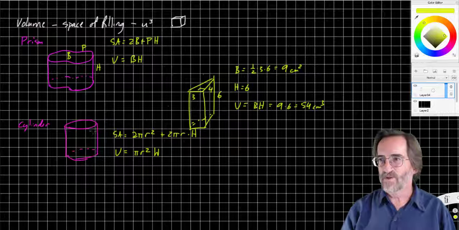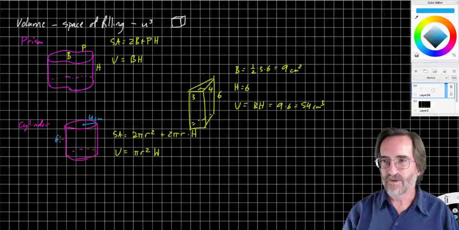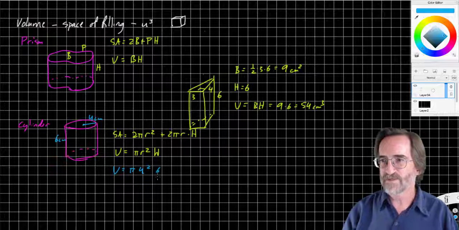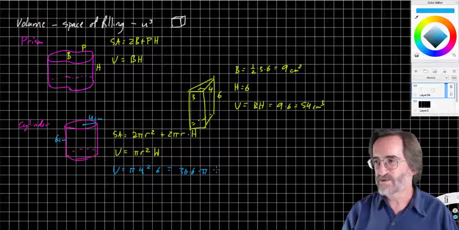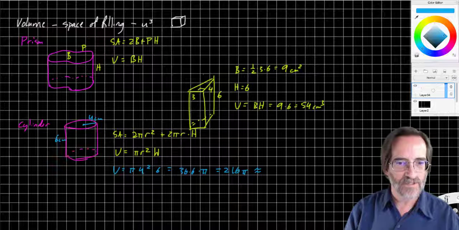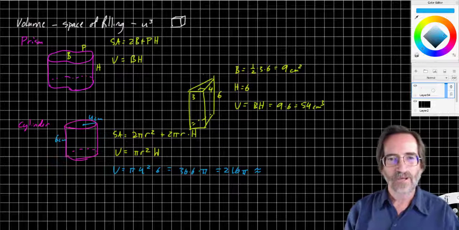Okay, so in this particular case, let's say the radius is 4 centimeters, and the height is 6 centimeters. The volume then is pi times 4 squared times 6. 4 squared is 16. 16 times 6 times pi, that's 96 pi. Leaving it in terms of pi, you can get an approximate answer by using your calculator. I'm going to use Desmos, and I'm going to use the pi button.